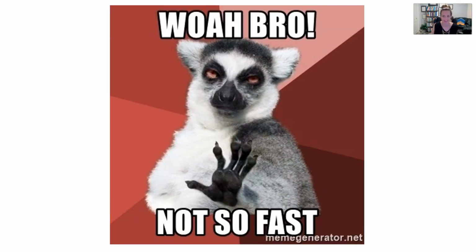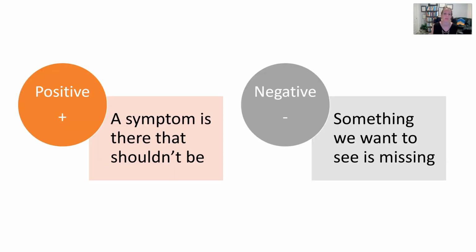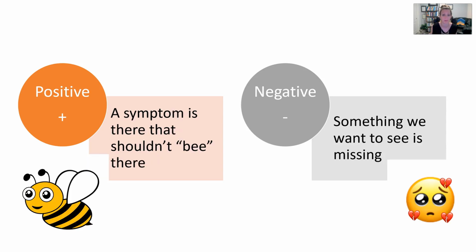Not in this case when we're talking about negative and positive symptoms in schizophrenia, for example. Rather, you can think of positive as you're adding something that shouldn't be there. There's an additional symptom that's causing a problem. Whereas negative symptoms is something that we want to see is missing. There's something that's gone, and that's the problem.